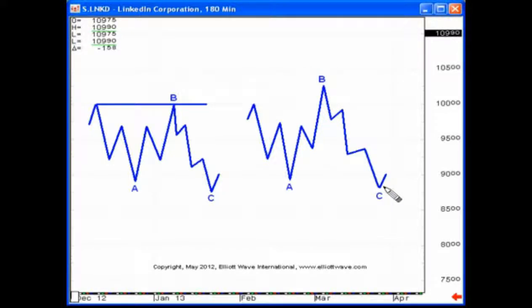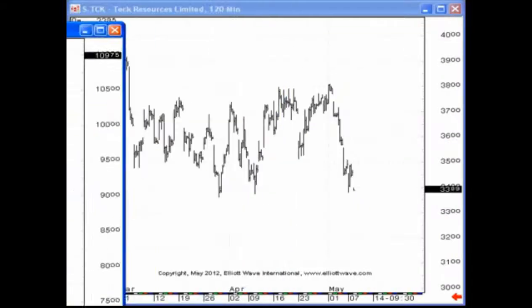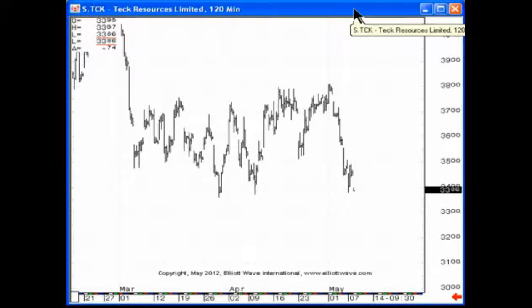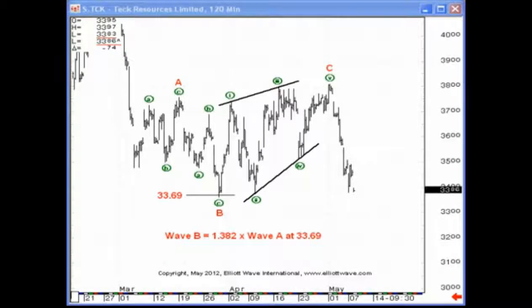But again, the most noticeable difference between an expanded flat and a flat is that with an expanded flat, wave B ends beyond the origin of wave A. Now the question at this point would be by how much? Well, typically that's about a 1.382. Now we're going to be looking at an expanded flat in a few stocks. The first one is going to be Teck Resources, ticker symbol TCK.